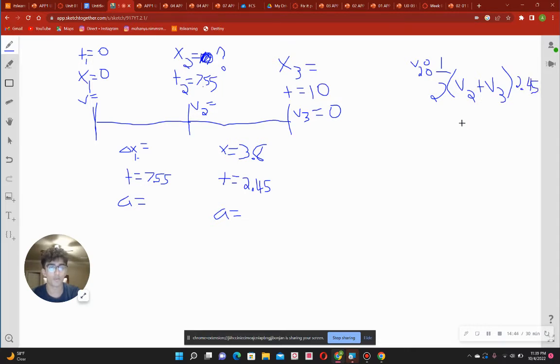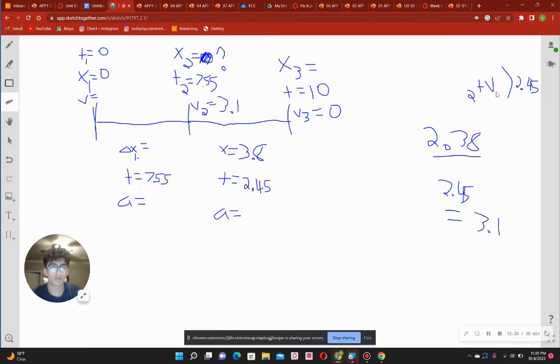Sorry, I would do this on whiteboard, but I don't have one. And when we plug in all the values, this can basically be simplified to 2.38 all over 2.45, which is equal to 3.1. Right, so we can write 3.1 here. Okay, I'm just going to clear some room for some more work.